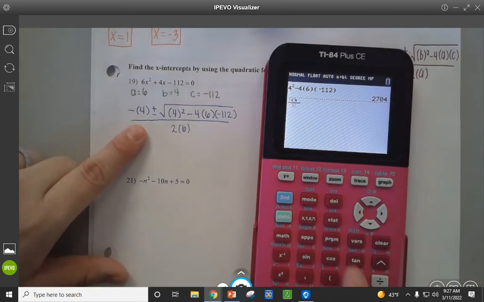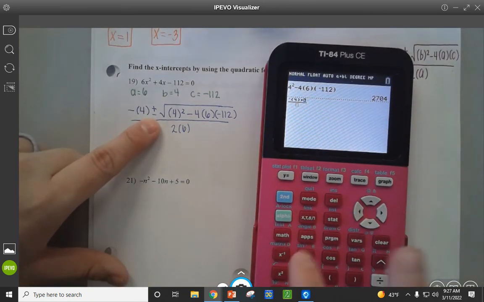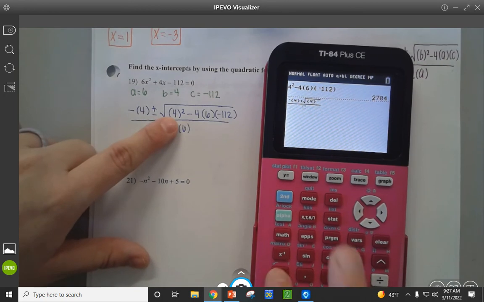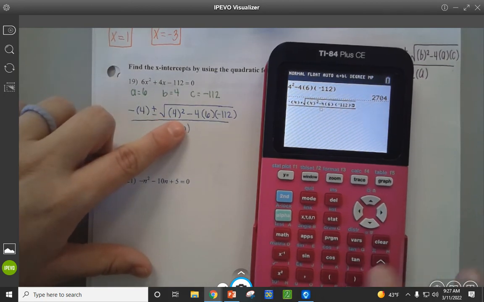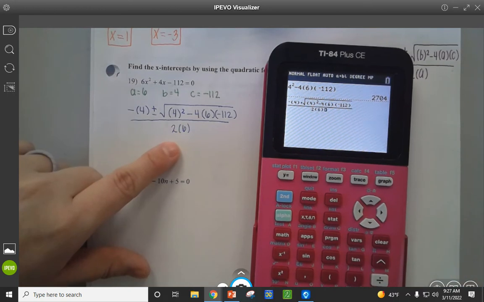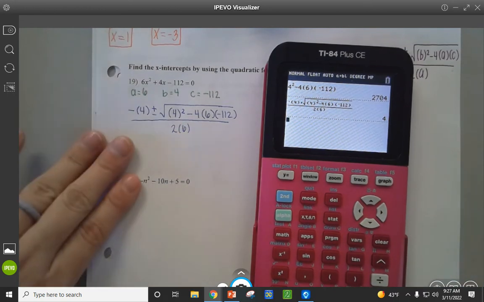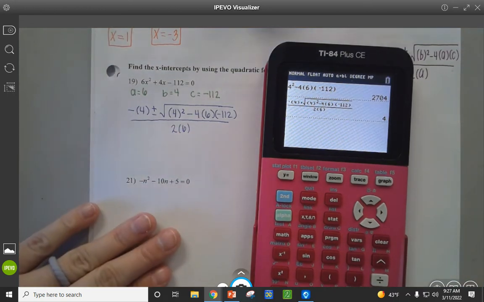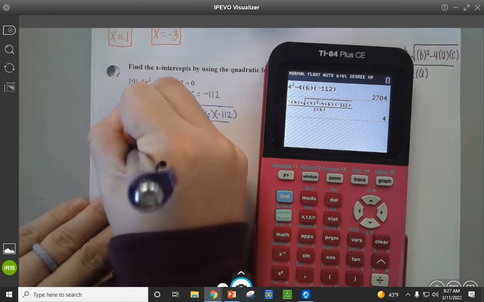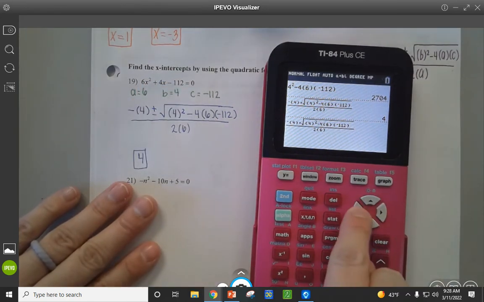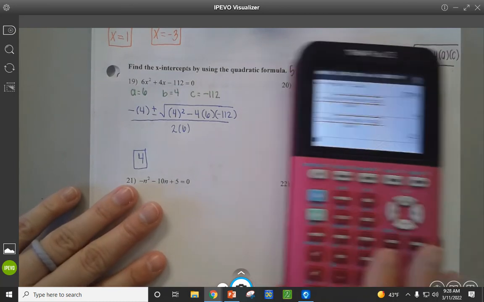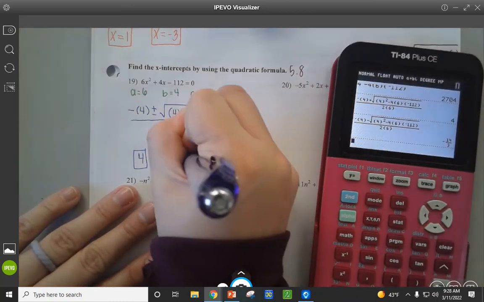So negative 4 plus the square root of 4 squared minus 4 times A times C, and then 2 times A. So you get 4. So it has one x-intercept at 4. And then if I go up and change this to the minus, we get negative 14/3.